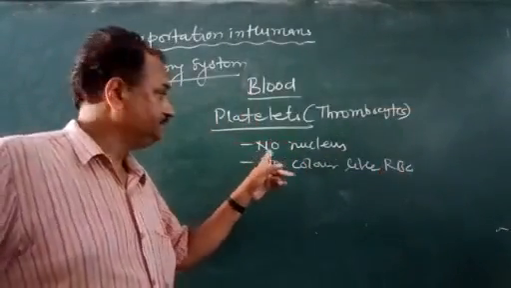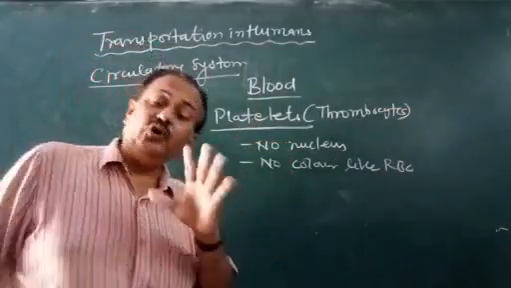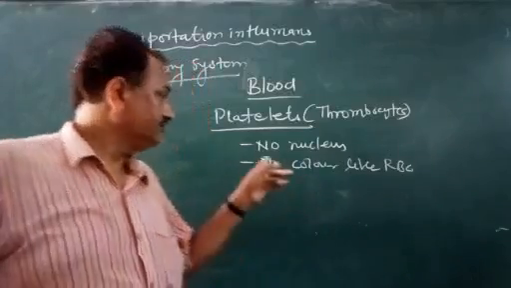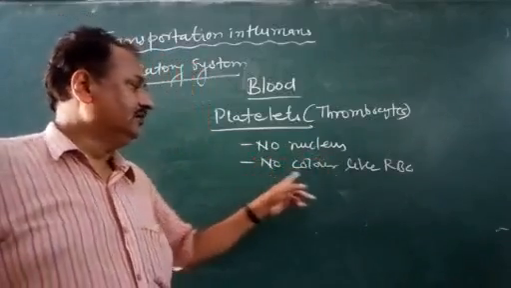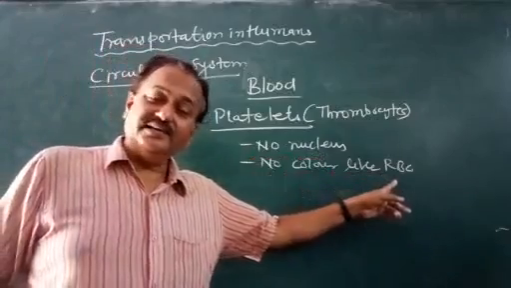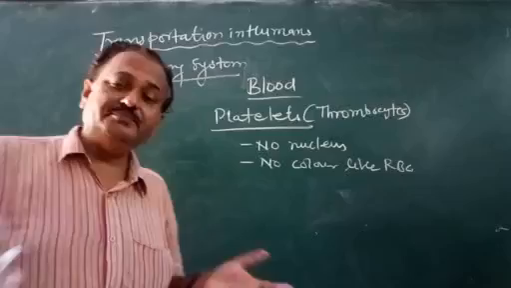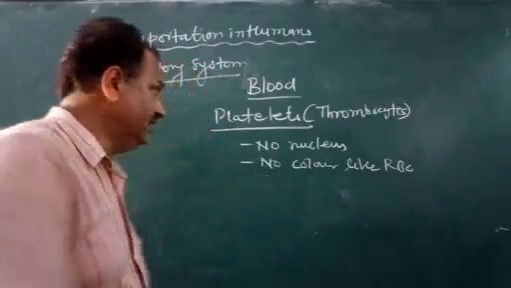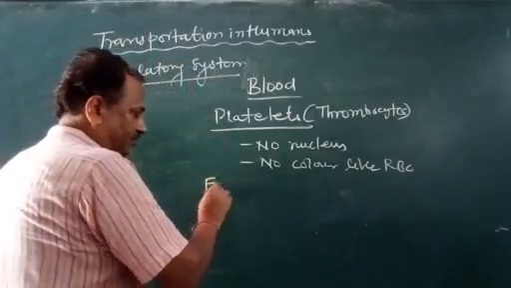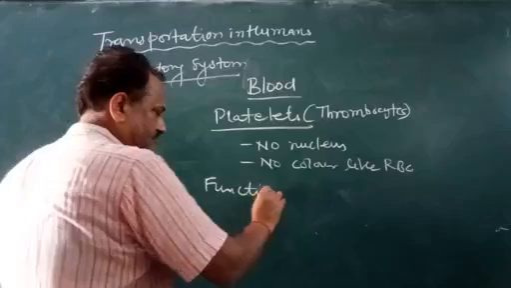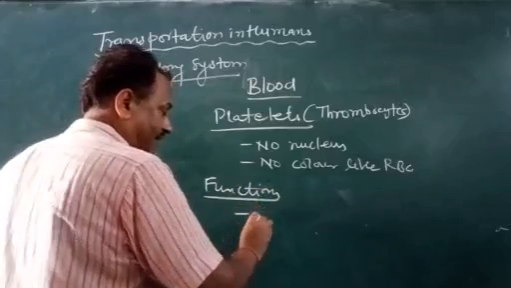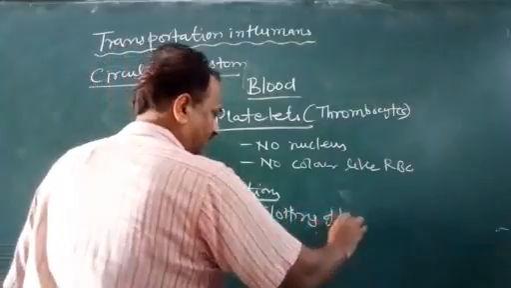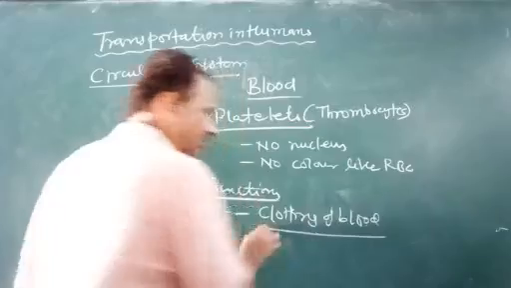Platelets are formed by the breaking of RBCs. So they do not have a nucleus, and have no color or very light color, because they are formed by the breaking or fragmentation of RBCs. Now the functions are very important. They help in clotting of blood.